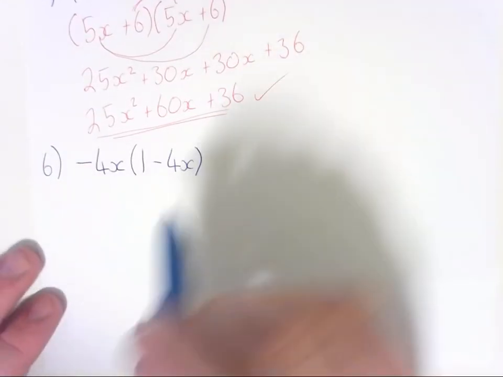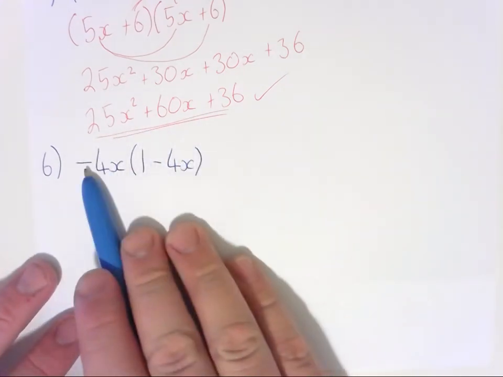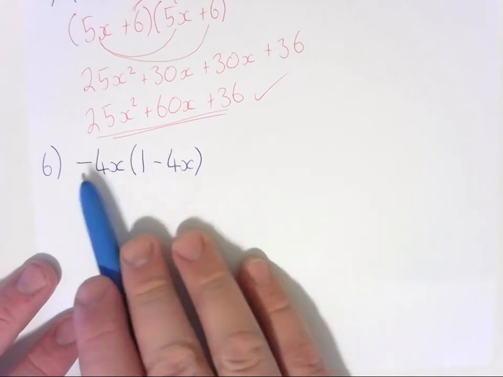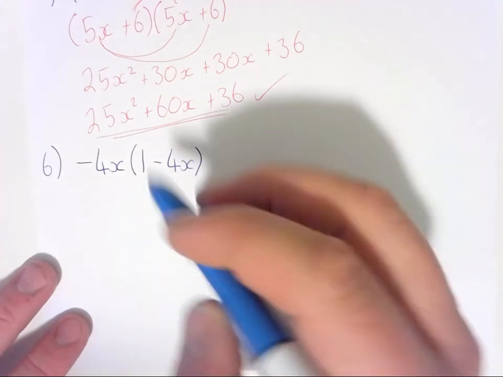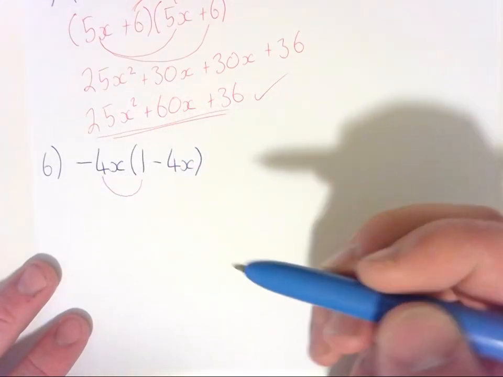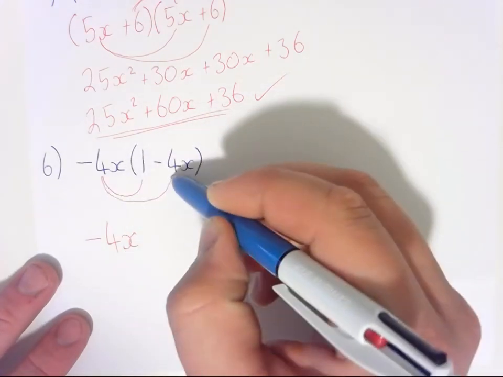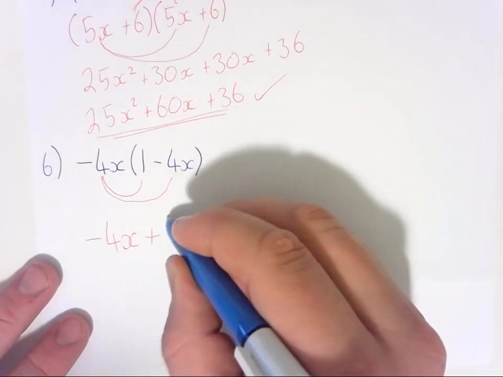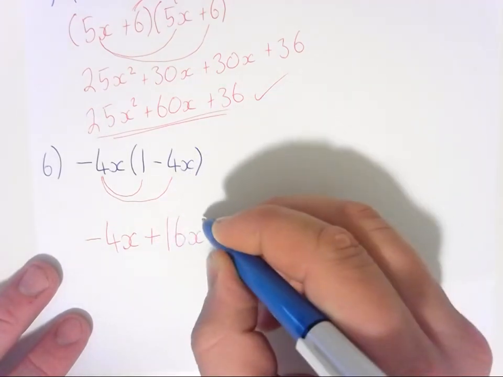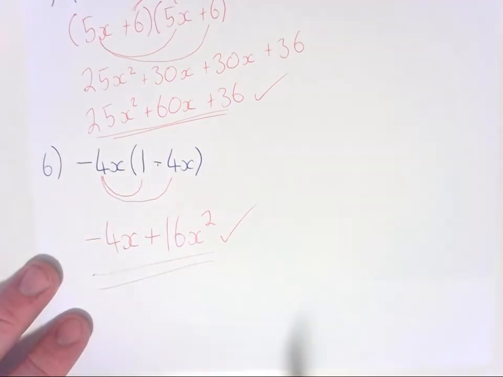And lastly, very last question I'm going to do. Looks quite easy, but these negatives is where we need to be very careful. Again, I want to multiply this by everything inside my bracket. So negative 4x times 1 is just negative 4x, and negative 4x times negative 4x gives me positive 16x squared. These negatives, you've got to make sure you're checking them and you're careful with those.